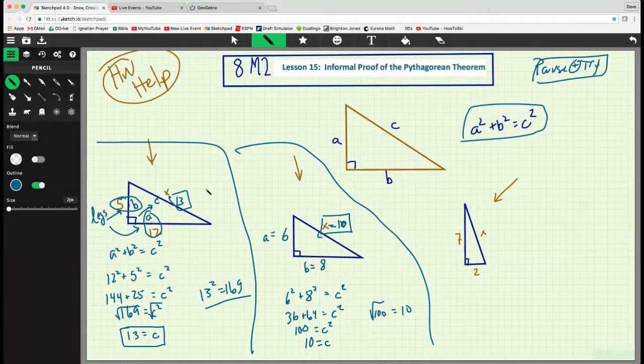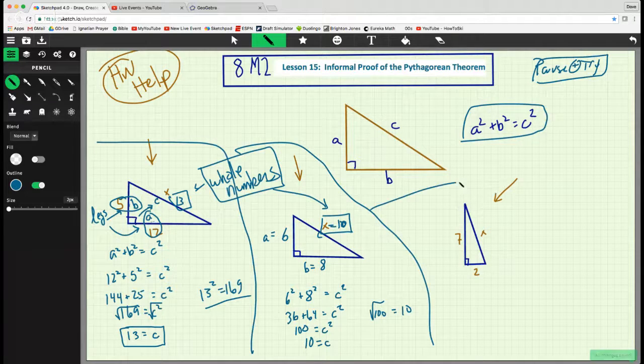So far, each one of these has been a whole number. In this case, the answer is not a whole number. It is actually an irrational number. So let's look at how this happens. Well, this is our A and our B, and this is our C.